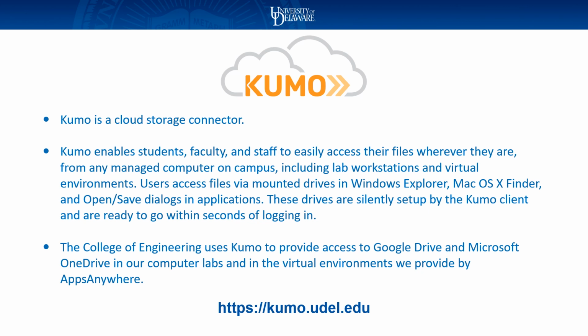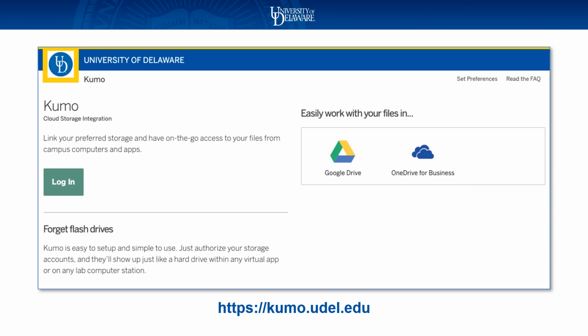Using the link below will take you to a page where you can set up your Kumo account. And let me show you what that looks like. To set up your Kumo account, go to kumo.udel.edu, click the login button, and use your UDELnet credentials. Then select the cloud storage service you'd like to use, Google Drive or OneDrive. You're able to use both if you'd like.